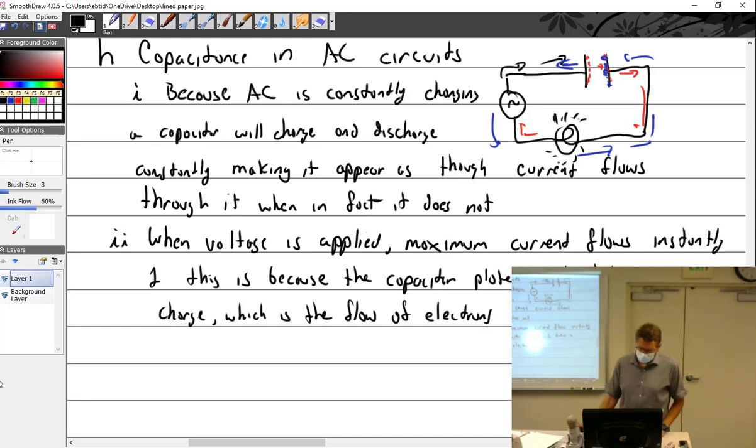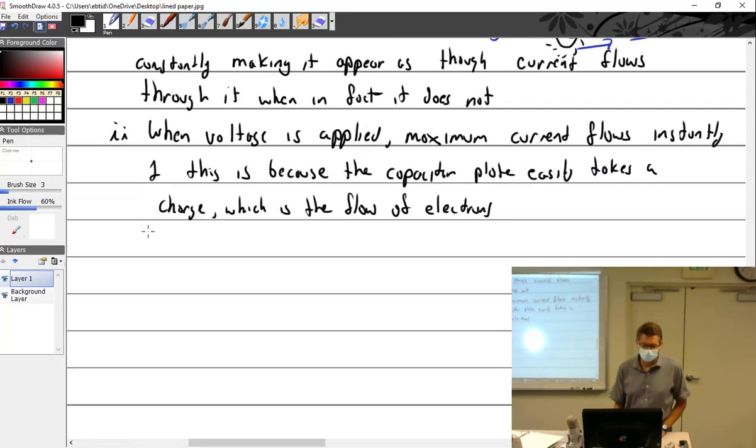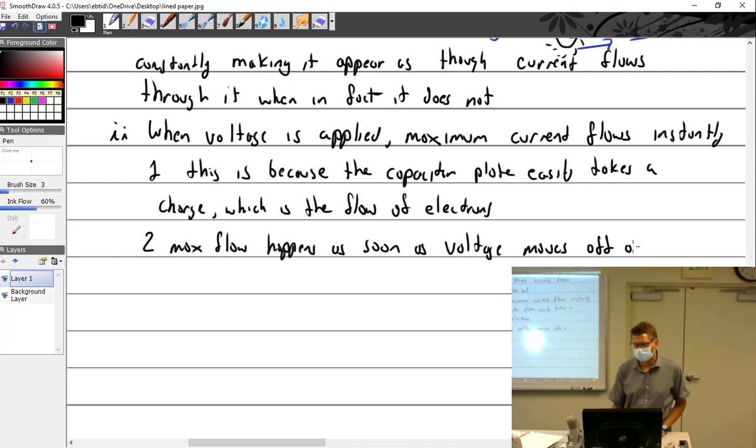All right, max current happens as soon as the voltage moves off of 0. Max flow happens as soon as voltage moves off of 0. Then as electrons build up on the plates, the capacitor now starts to reject anybody else. Hey, the end is full. You need to go somewhere else. All you electrons that were the last ones to get here, sorry, go away.